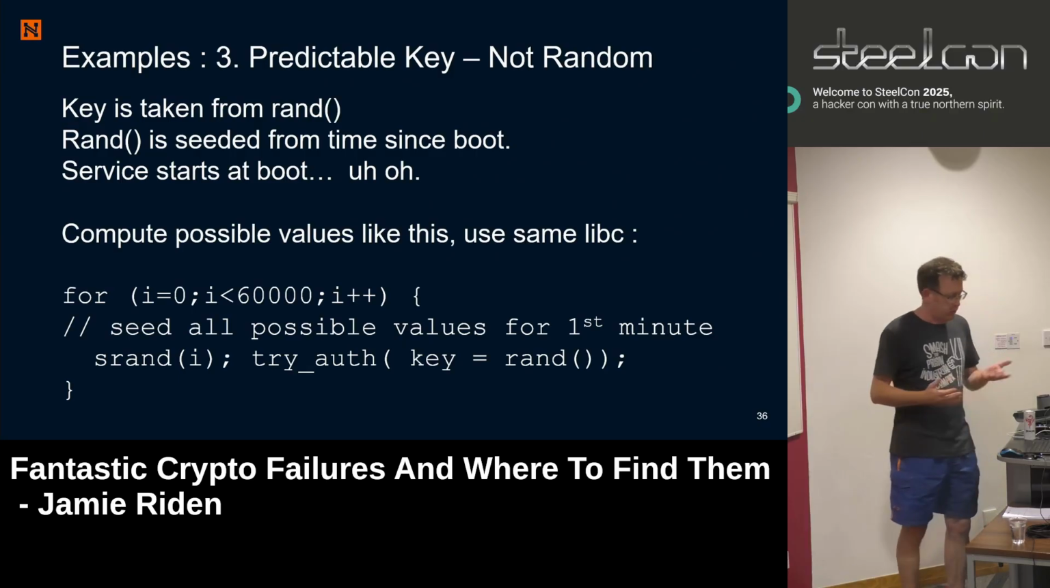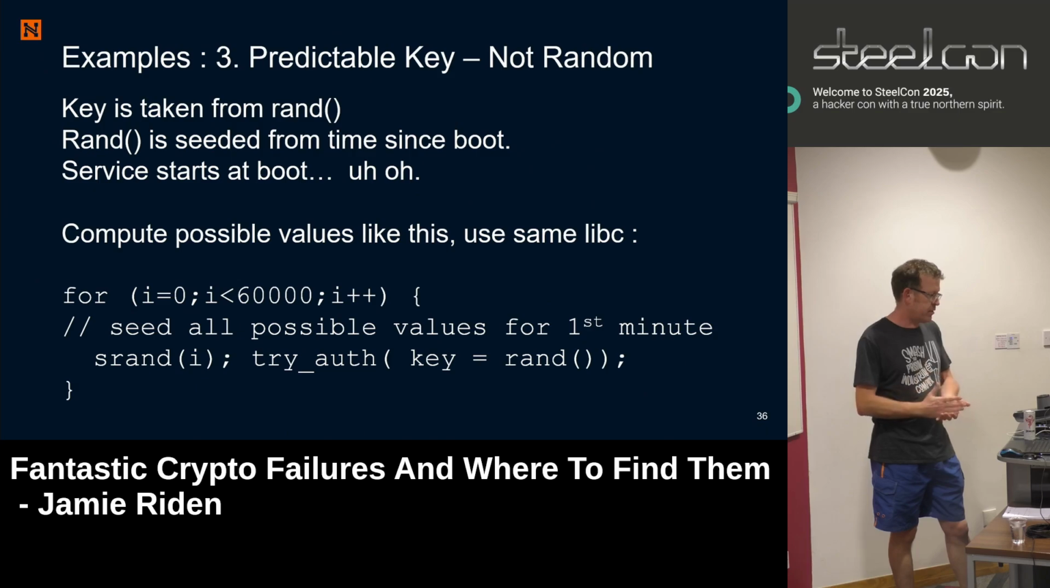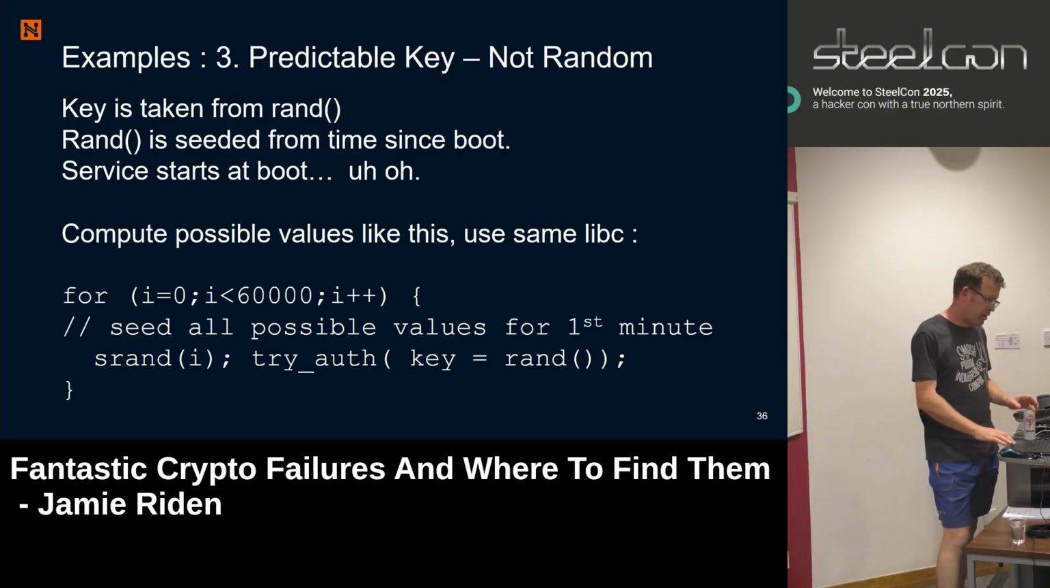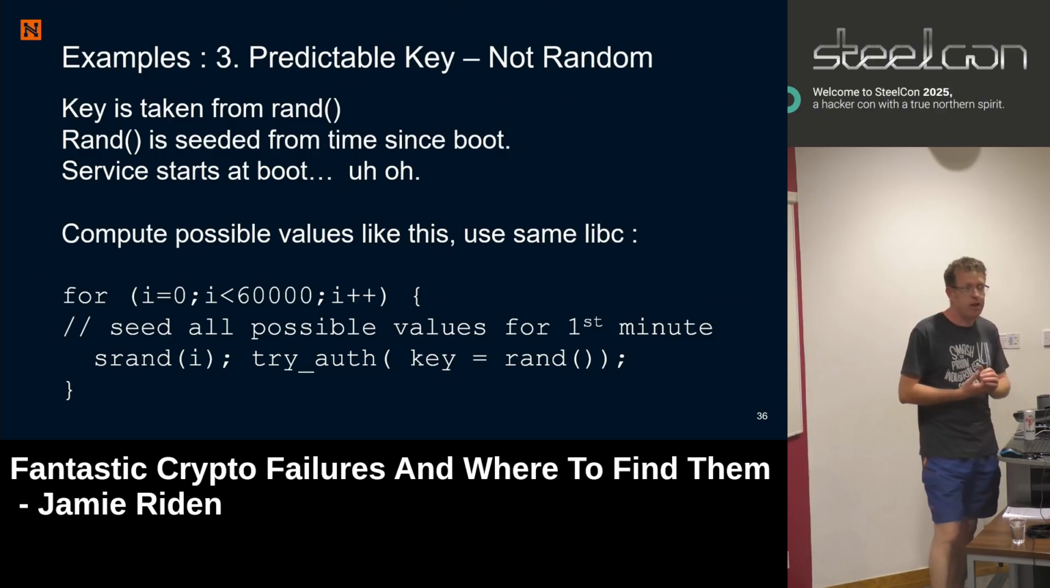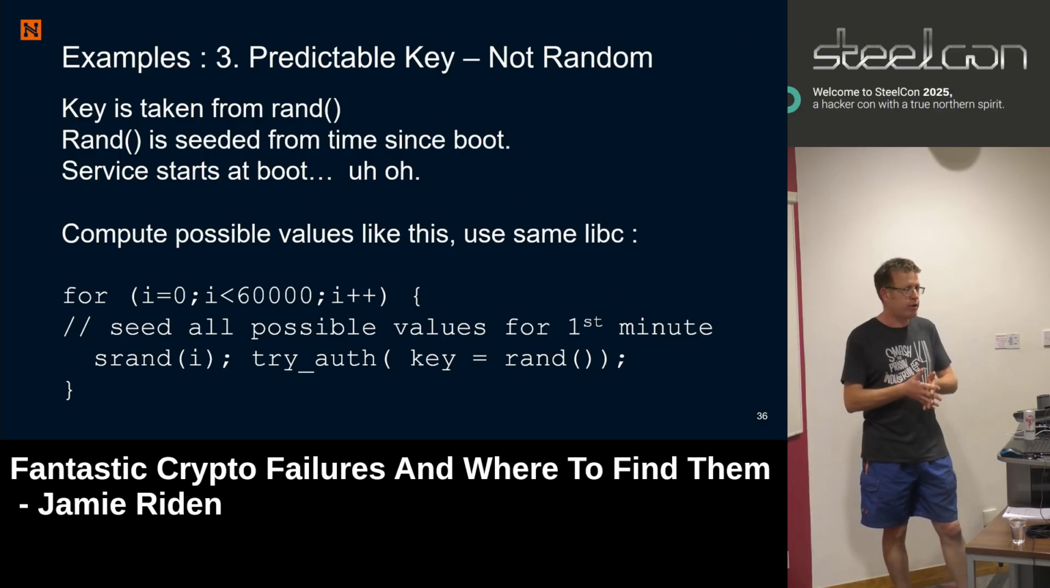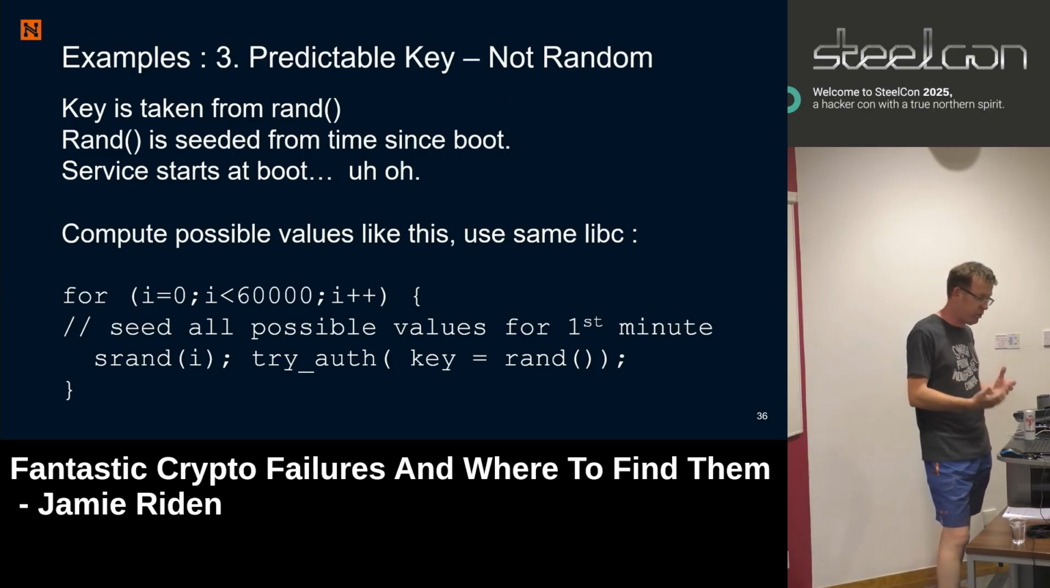So we go through 60,000 values. We seed the random number generator with that time, and then we try to do the auth. So this obviously comes up fair. There are very strong parallels with the poor key derivation, because we know the search space is tiny, and when we know it, we can just move through that smaller search space.